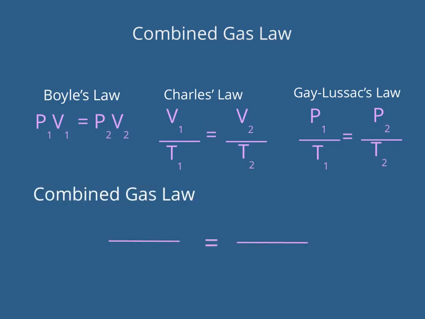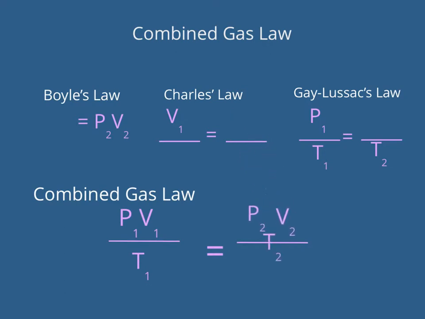So when we take the variables from these three different laws and combine them all into one big combined gas law, we get P1 times V1 over T1 equals P2 times V2 over T2. Now we have a formula that allows us to work with all three of our variables, our pressure, temperature, and volume, within the same equation.